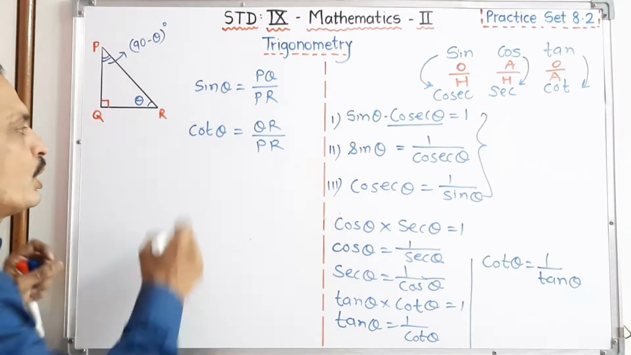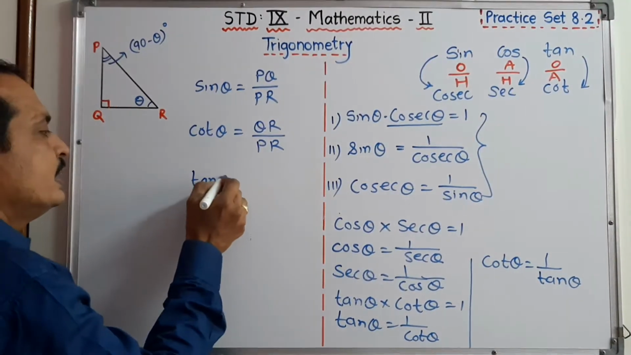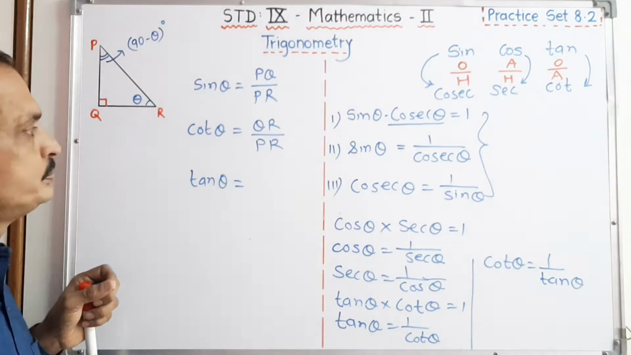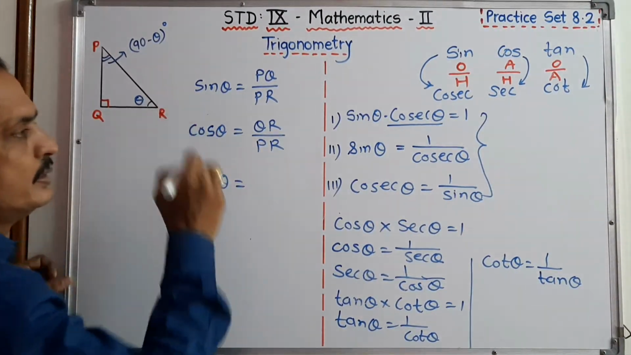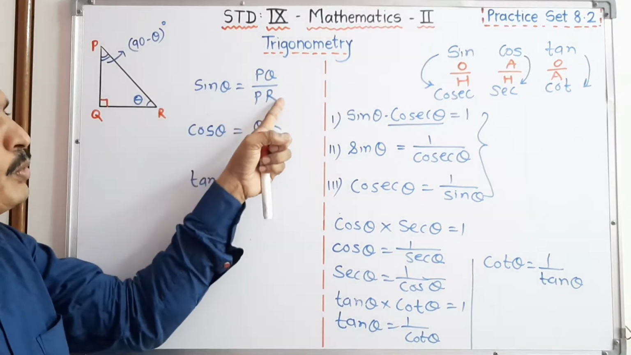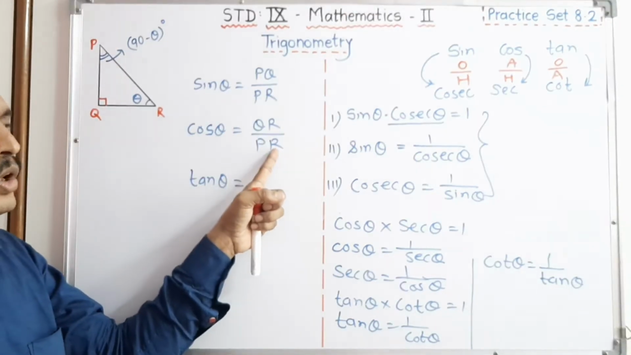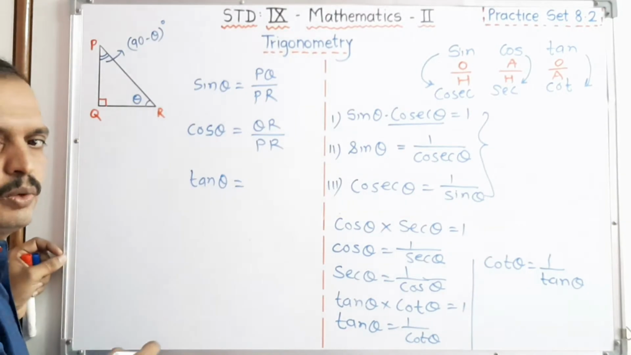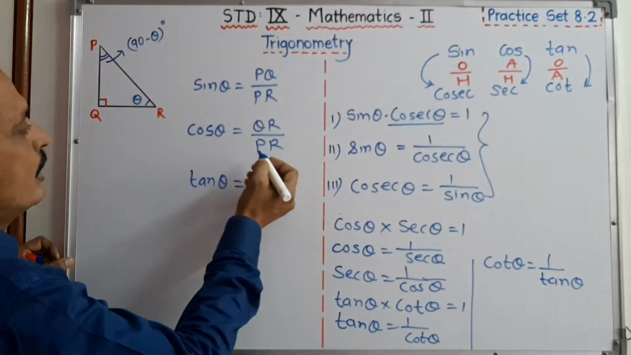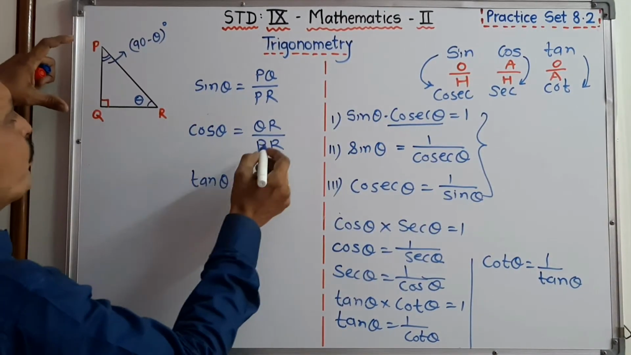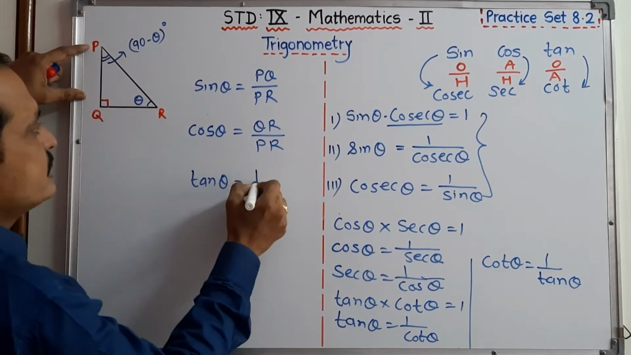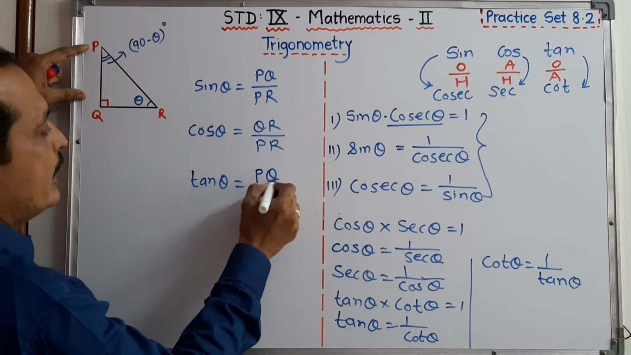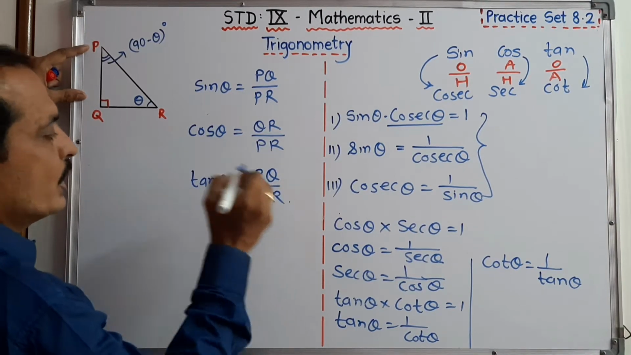Now tell me, what about the tan theta? See dear student, it is not cot, it is cos theta. Sin theta is PQ upon PR, cos theta is equal to QR upon PR. Now we have to find out tan theta. Tan theta means opposite side upon adjacent side. For R, opposite side is PQ and adjacent side is QR.